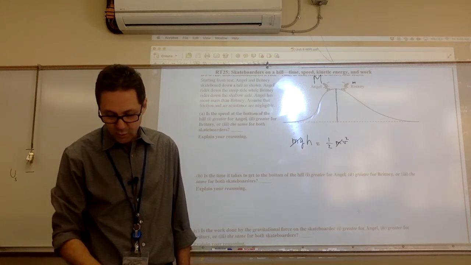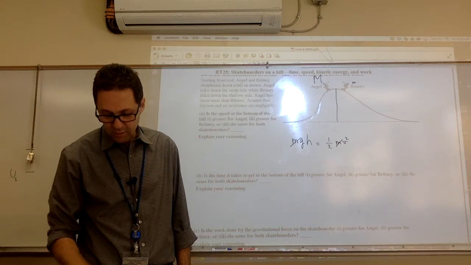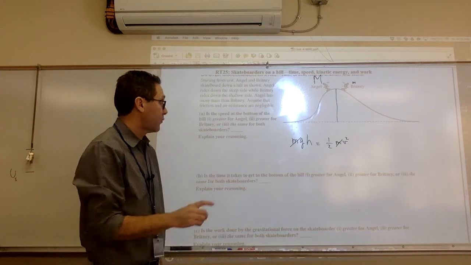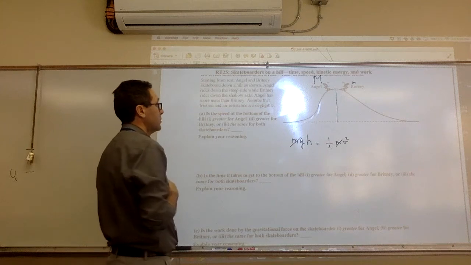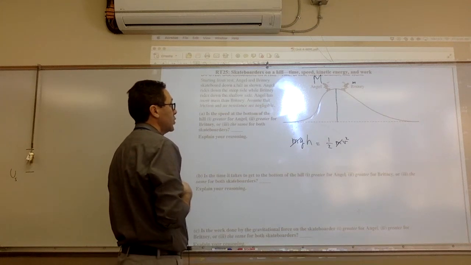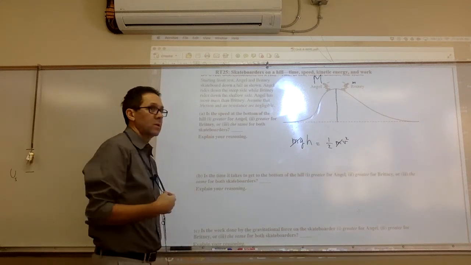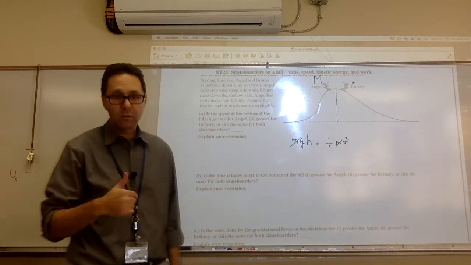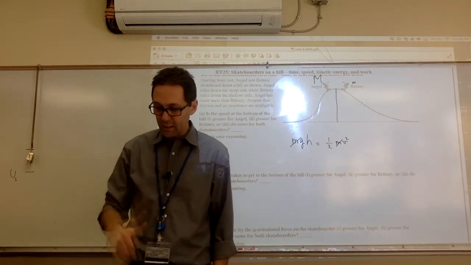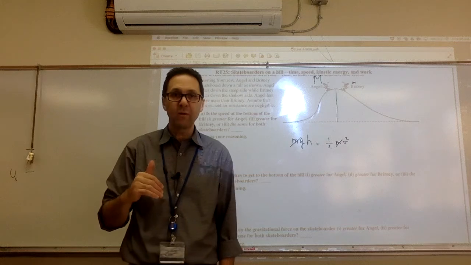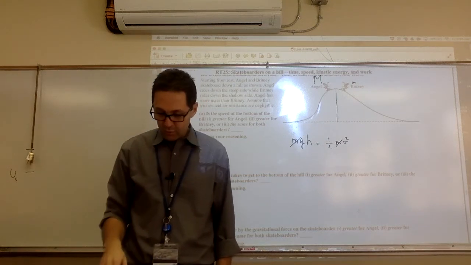Is the work done by the normal force greater for Angel, greater for Brittany, or the same? Well, the normal force is always going to be perpendicular to the ramp, right? So it's never going to do any work because it's always perpendicular to the direction of travel. There's always that 90-degree angle between the direction of travel and the normal force.